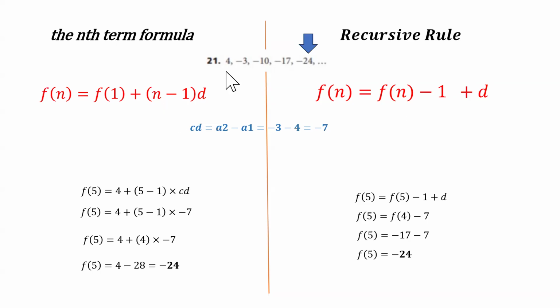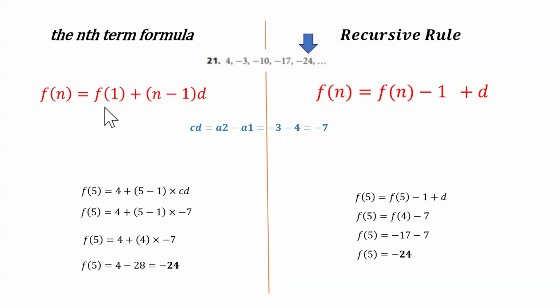So the important thing is that this sequence is starting with 4, minus 3, minus 10, minus 17, minus 24. These are the terms of the sequence. This is the first term, this is the second term, third term, fourth term, and the fifth term. We shall use the nth term formula to find the fifth term. We just substitute the value of 5 in the n, and then we know here f1, this is fn1, which means the term 1, which is 4, as you see.